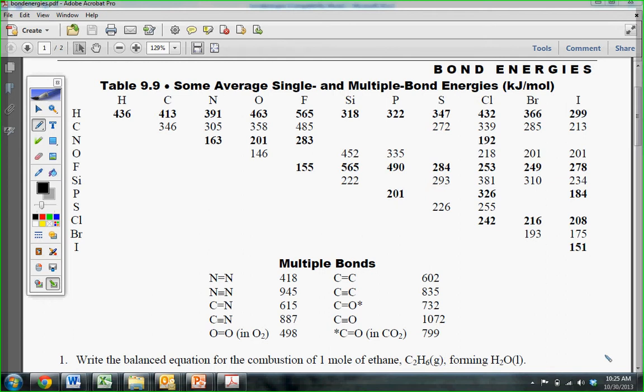The biggest thing that you're probably going to be working with are the multiple bonds, and these are all in kilojoules per mole. That's obviously what we work with.